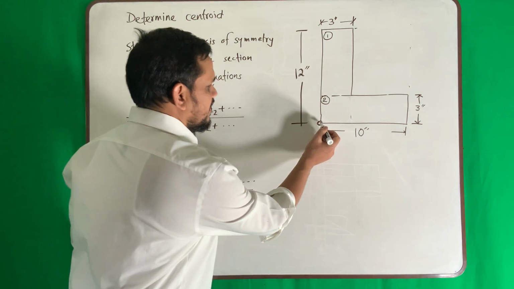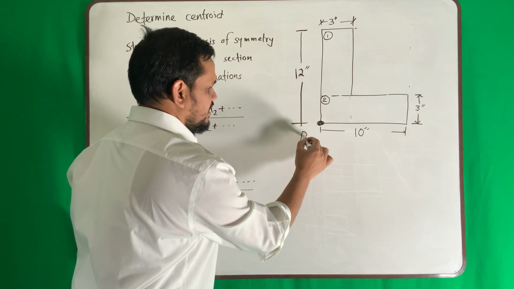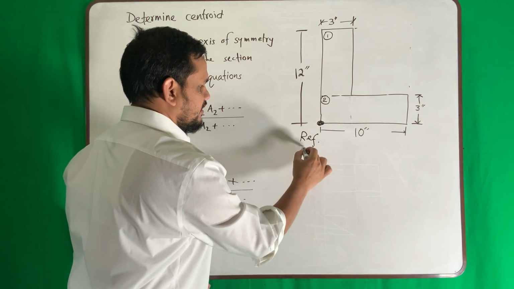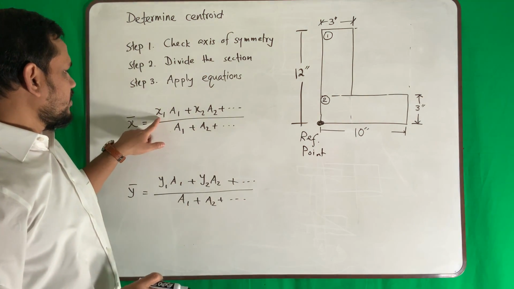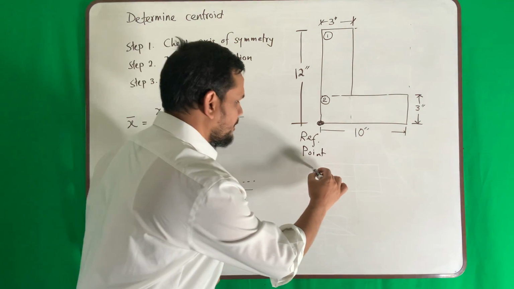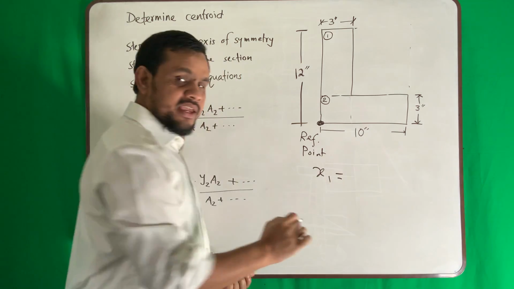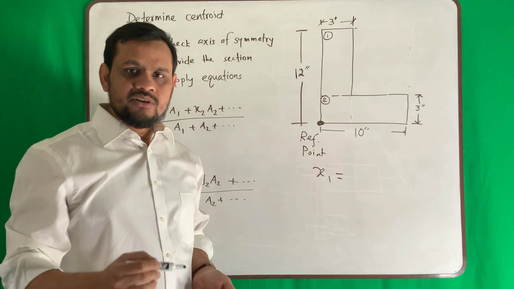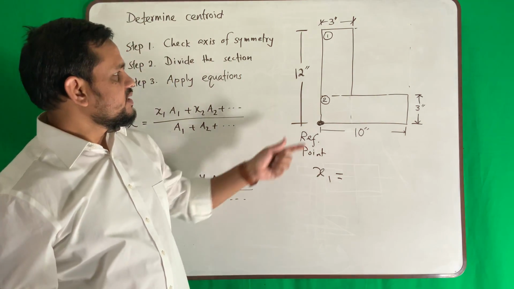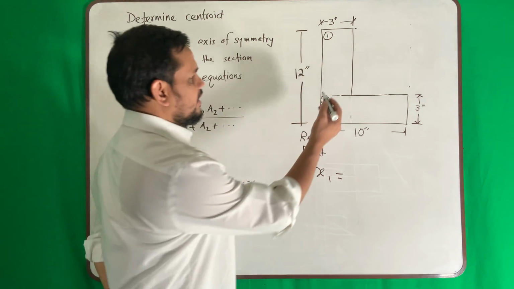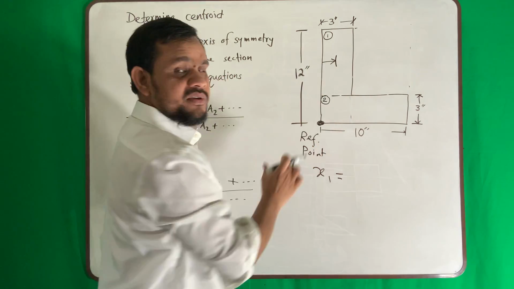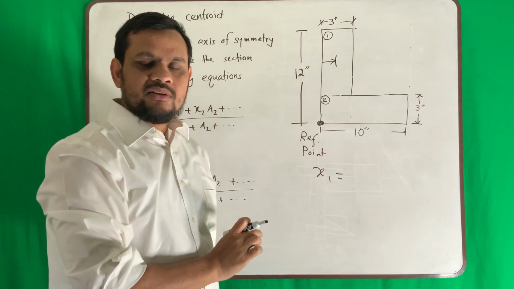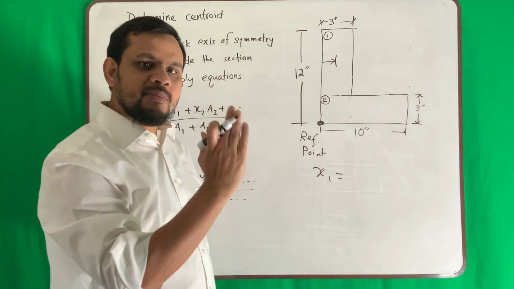So if this is my reference point, then what is x1? X1 means the x component of the centroid of section 1. What is section 1? Here. What is the x component? That means 50% of this, half of this. Why? It is a rectangular section. Its centroid is at the middle.